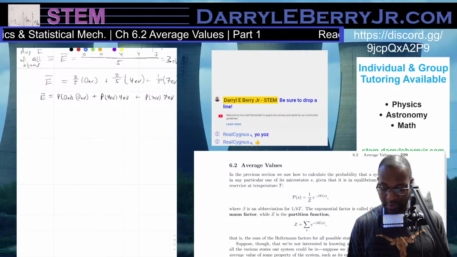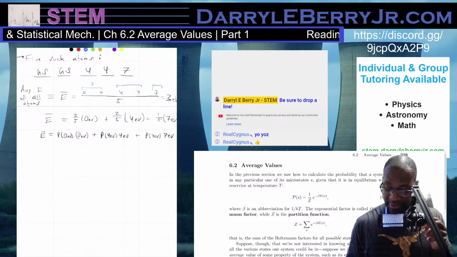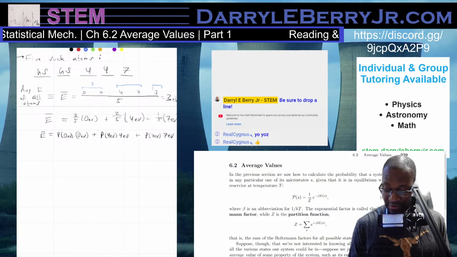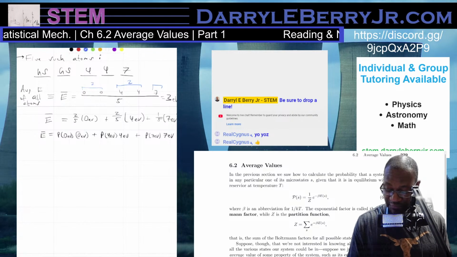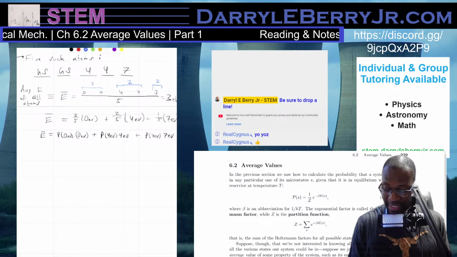So we're basically taking this particle, or 5 of these particles, with these energies. The average is just adding up the energy of each particle and dividing by the number of particles, which is 5. That's the same thing as counting up the number of particles with a certain energy and recognizing that's the probability: 2 out of 5 have 0, 2 out of 5 have 4, 1 out of 5 has 7.